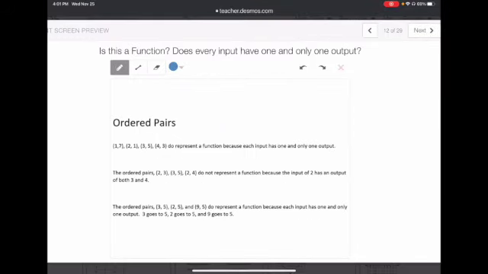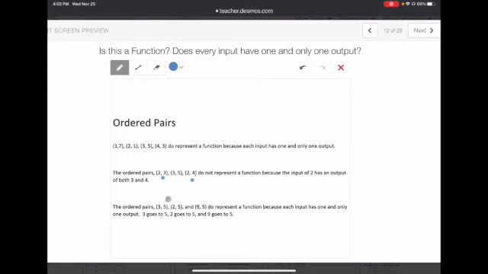For ordered pairs, again, we're going to look at every one and ask the question, does every input have one and only one output? So for this first one, we have 1 going to 7. The first number, your x value, is always your input, and your second number is always your output. So 1 goes to 7, 2 goes to 1, 3 goes to 5, 4 goes to 3, so that would be a function. Here, on the other hand, the 2 goes to 3, and then the 2 goes to the 4. So that would not be a function because 2 is going to both 3 and 4.